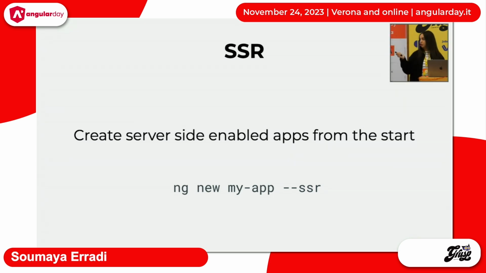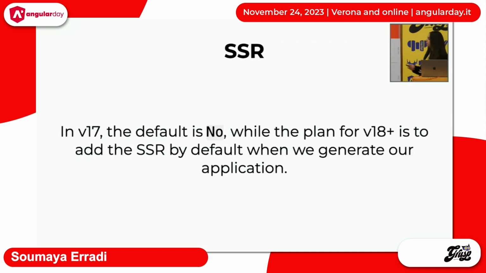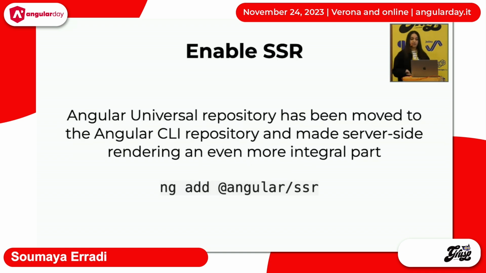But if we forget to add this flag, when we use the ng new command, it asks us if we want to use server-side rendering. So it's something that is now built in with Angular. For version 17, the default is still no, but they are planning for version 18 and so on to make it yes by default. So now to enable SSR, we don't have to import Angular Universal anymore because the Angular Universal repository was moved into the Angular CLI repository. So now it's all in the Angular project.